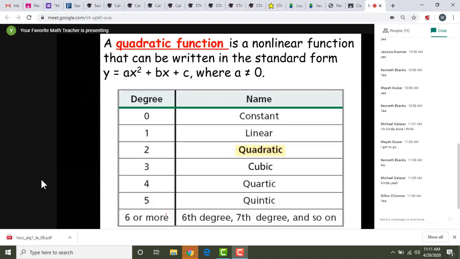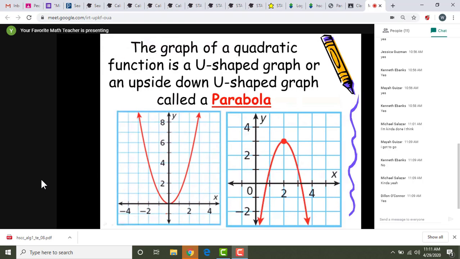And we talked about a quadratic already. Remember, you have to have an exponent of the degree 2. That must be your highest to be quadratic. And remember, the graph of a quadratic is always a U-shaped figure. Either it's a U-shape or an upside down U.